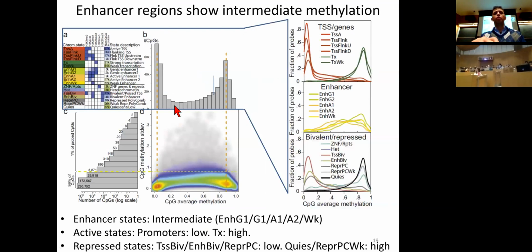Basically, this distribution that we had no idea how to interpret before, as soon as you bring in the chromatin state annotation, makes a lot of sense. Promoters are simply unmethylated. Transcribed regions are simply methylated. Everybody with me here?